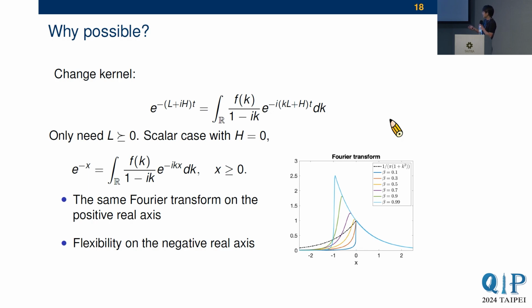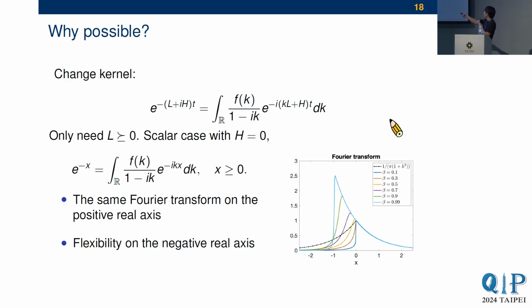Let's consider the scalar case, although we don't use the spectral mapping theorem to prove this. That is e to the minus x for x bigger than 0. Turns out there's an infinite number of ways of expressing this e to the minus x, and they're all exactly the same on the positive real axis.